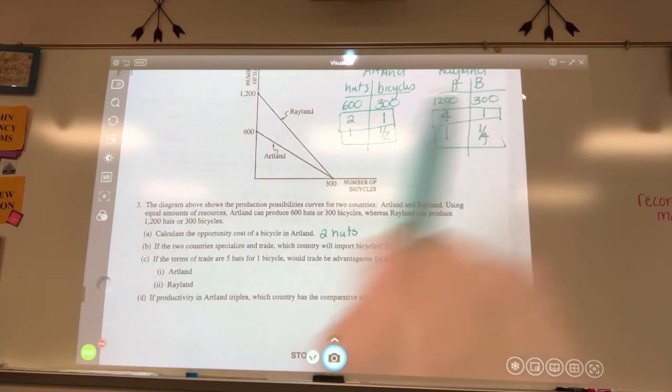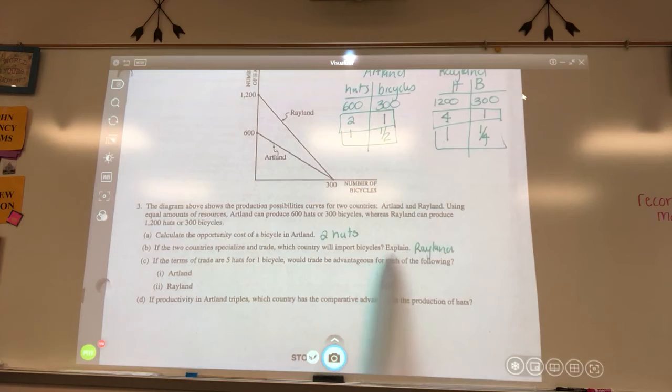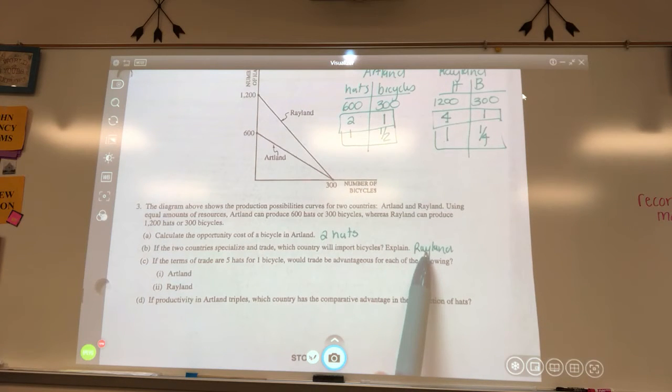They've thrown you for a flip here, right? Okay, that's why we're carefully going through this. We need to explain, why is Rayland going to import? Because they have the comparative advantage in what? There you go.